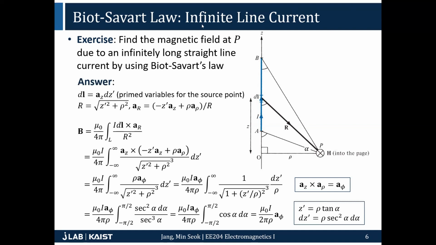So let me go through the equation a little bit. Plug everything in here, you get this. And fortunately, a_z cross a_z gives you 0, because a cross product between two same-direction vectors is 0. So we only have a_z cross a_rho. a_z cross a_rho gives you the phi direction, so you have only one phi component.